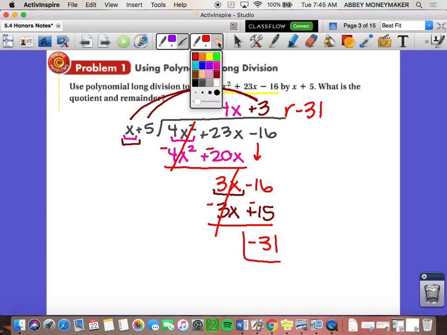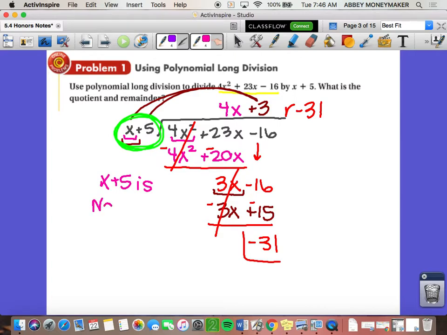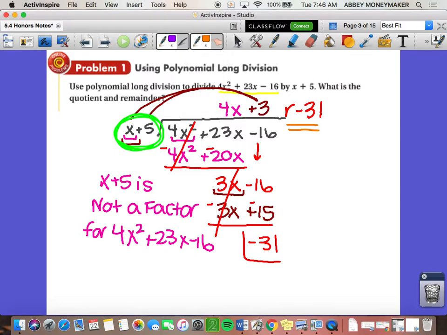And so now we can answer the question, what does this tell us about x plus 5? This says that x plus 5 is not a factor for the quadratic 4x squared plus 23x minus 16. Why is it not a factor? Because we have that remainder.